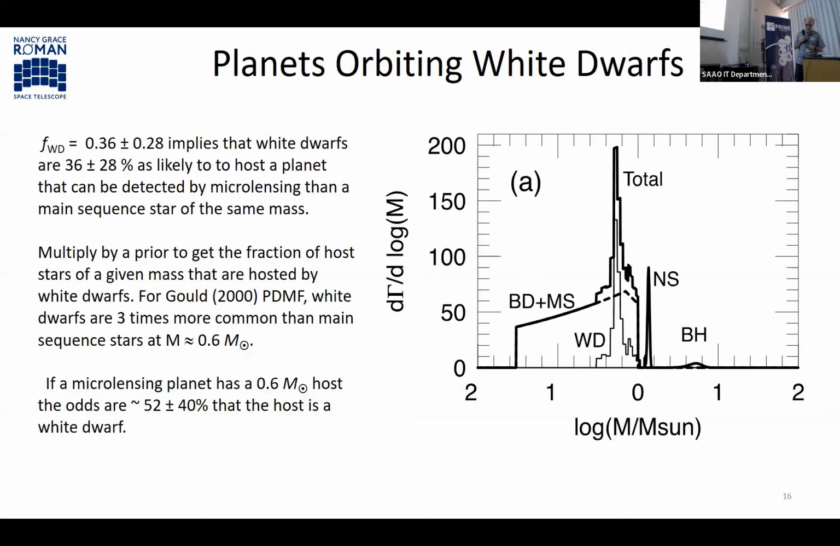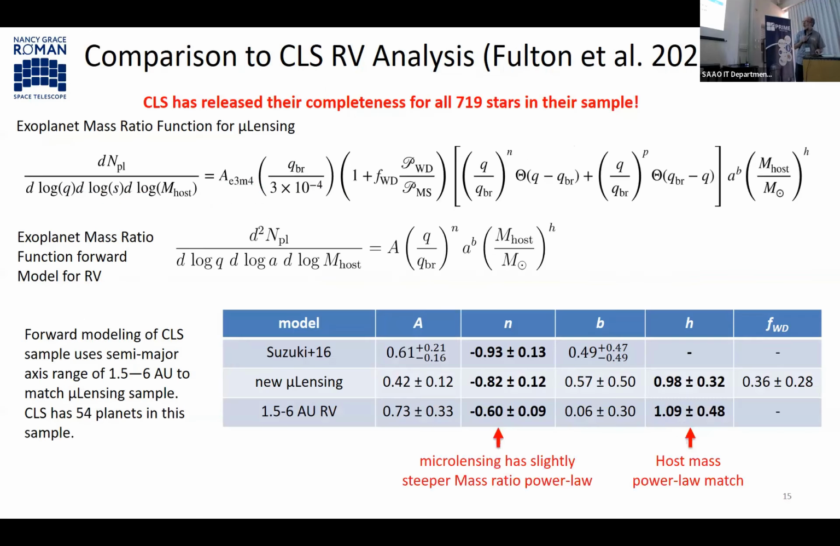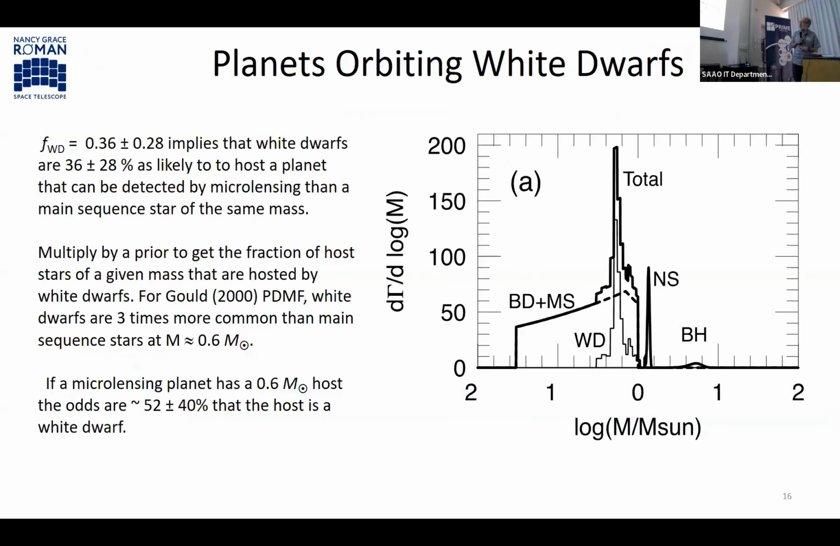So to explain the number we got for the fraction of white dwarfs, 36% plus or minus 28%: when we see a planet of a given mass ratio, the probability that it's likely to be caused by a white dwarf is proportional to this, times the ratio of the priors. This isn't exactly the prior that we used in this analysis, but this is one published earlier by Gould.